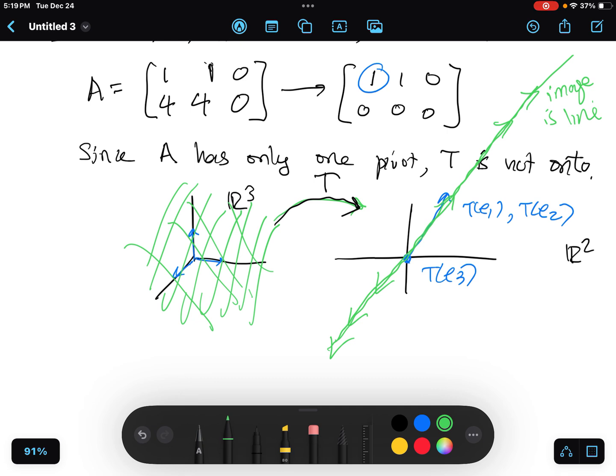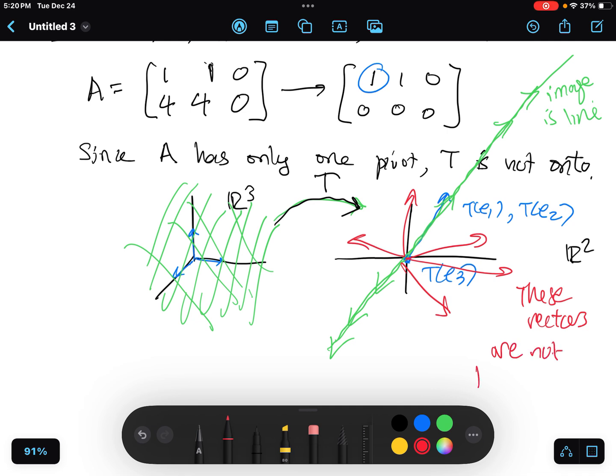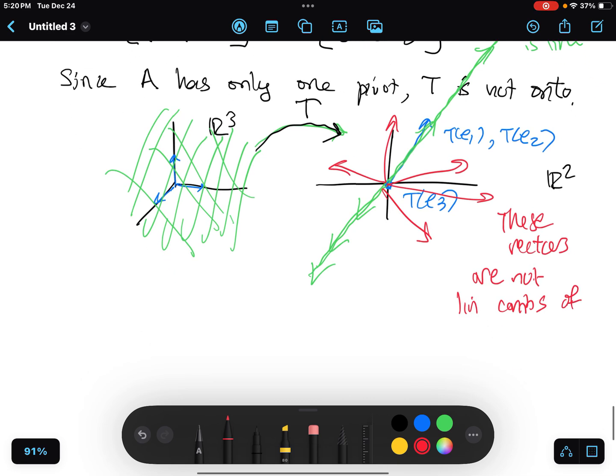And so that goes back to what we were saying about T not being onto means that you miss some of the vectors in the codomain. So what are the vectors that you miss? You miss all the vectors that are not on this line. Right? So these vectors are not linear combinations of the columns of A. Okay, so that's an example of a function that's not onto.